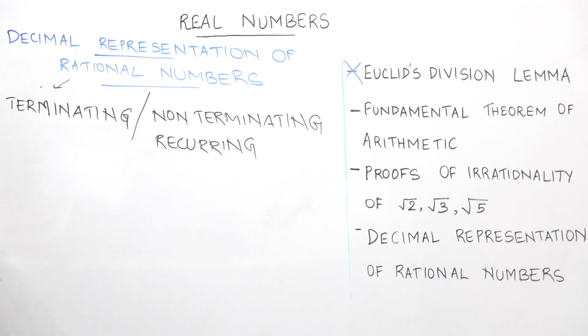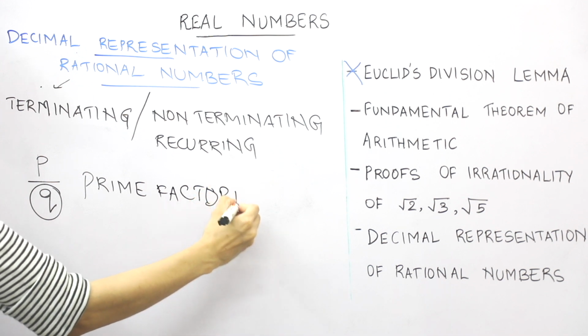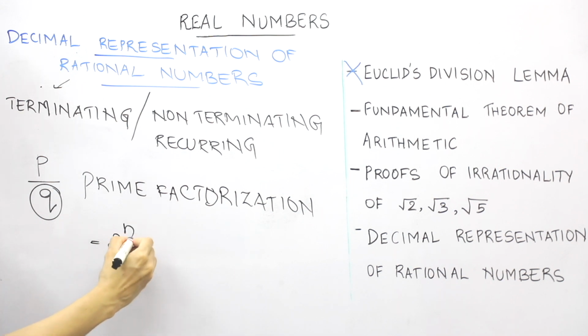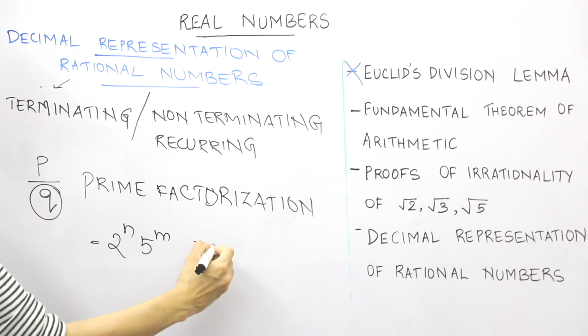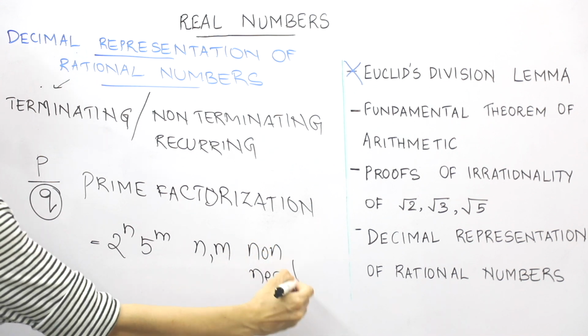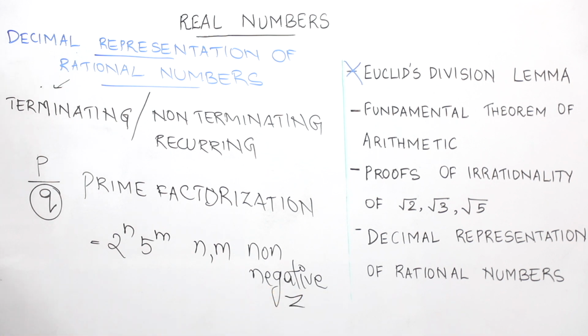So formally, the rule can be defined as follows. If a rational number is expressed in the p by q form and the prime factorization of the denominator q has only powers of 2 and 5, that is, q is equal to 2 raised to n times 5 raised to m, where n and m are non-negative integers, because they can be 0, then the rational number will have terminating decimal representation.